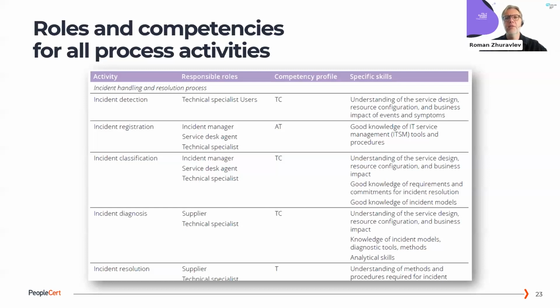So basically, these tables aim to answer a question of who should be doing all this. From the process descriptions in the previous chapter, we know what should be done. Now we know who should be doing it and what is needed in terms of skills, in terms of qualification, in order to fulfill these activities.